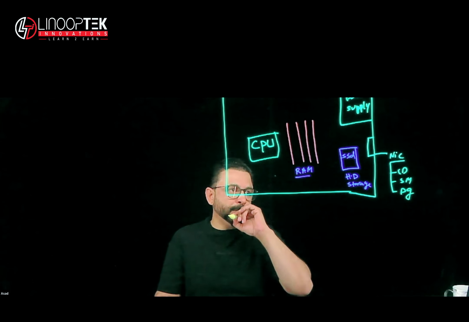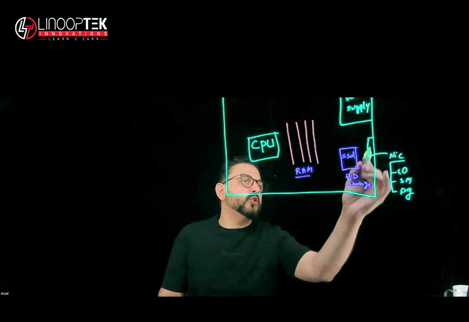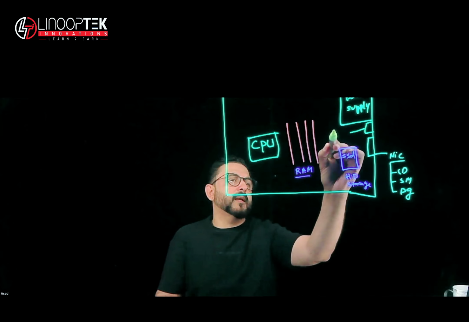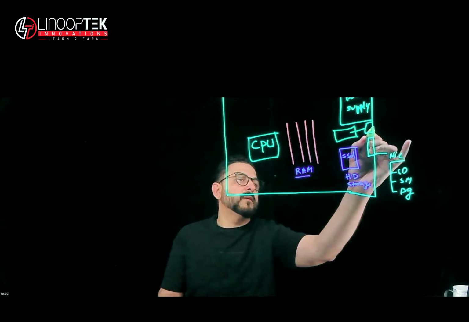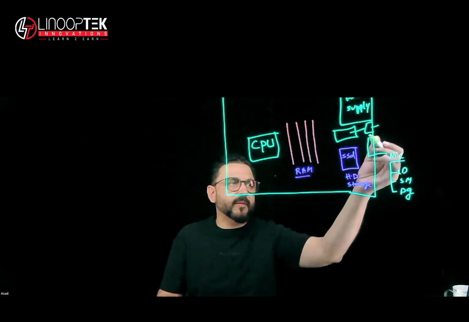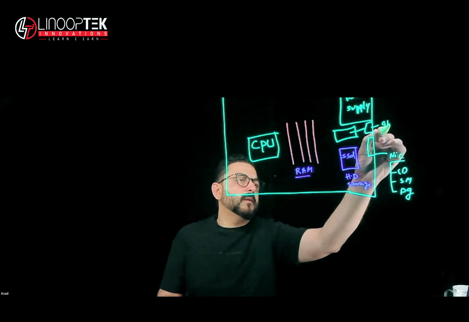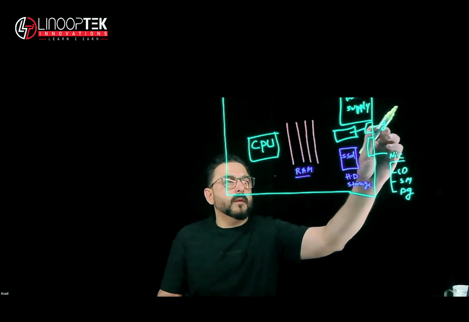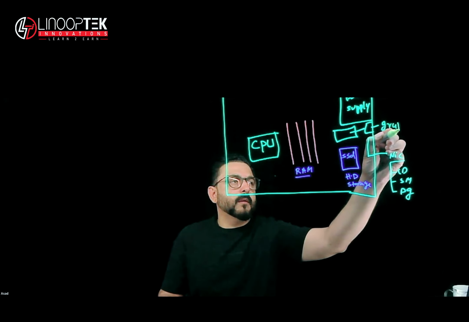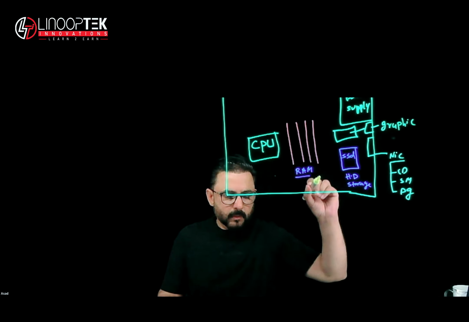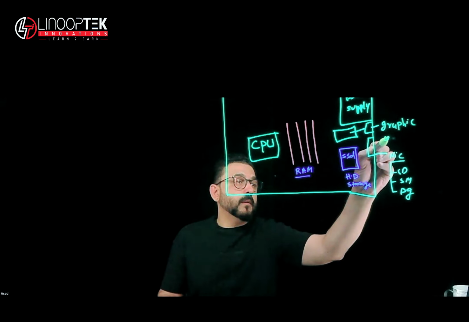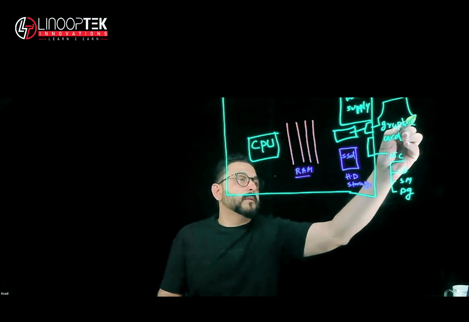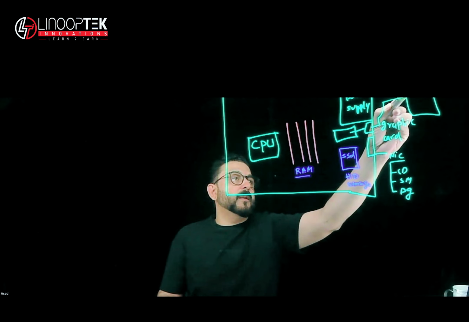And then what else? You also have a graphic card, which is like another chipset over here. This is called the video card or graphical card. The cable would plug into the monitor. This is how you see a display.